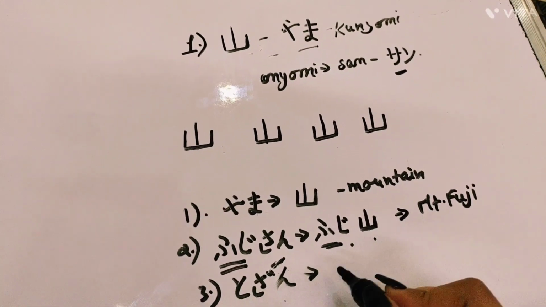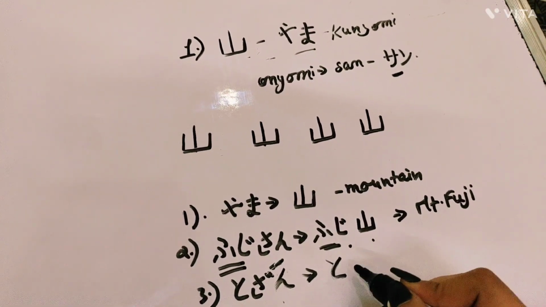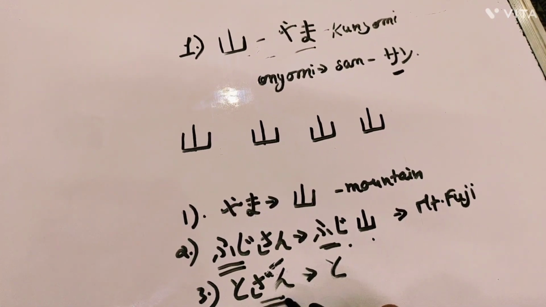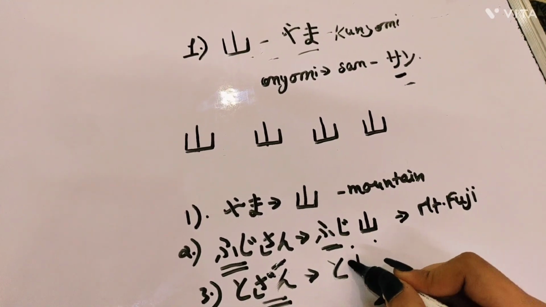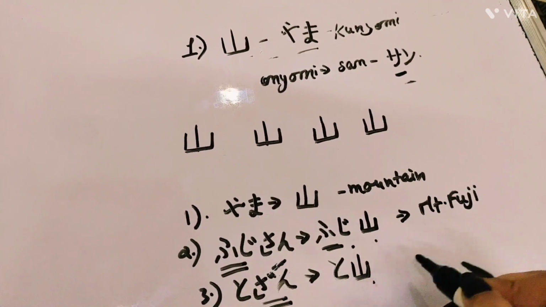Next is Tozan. To as it is. Now, draw the kanji of zan. The kanji of zan is this. Tozan is climbing.